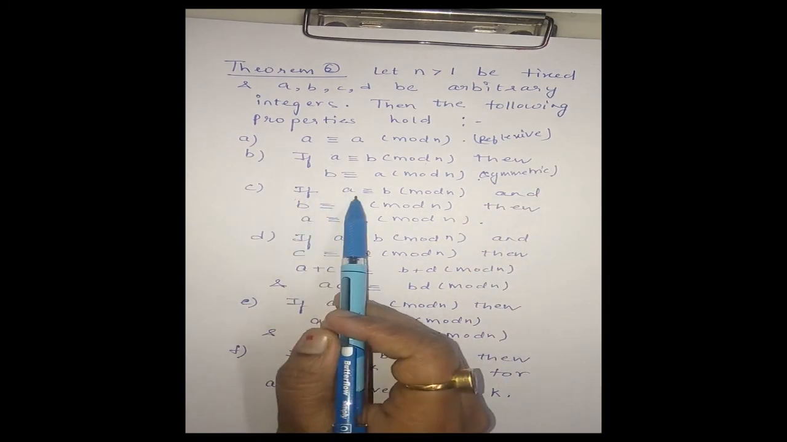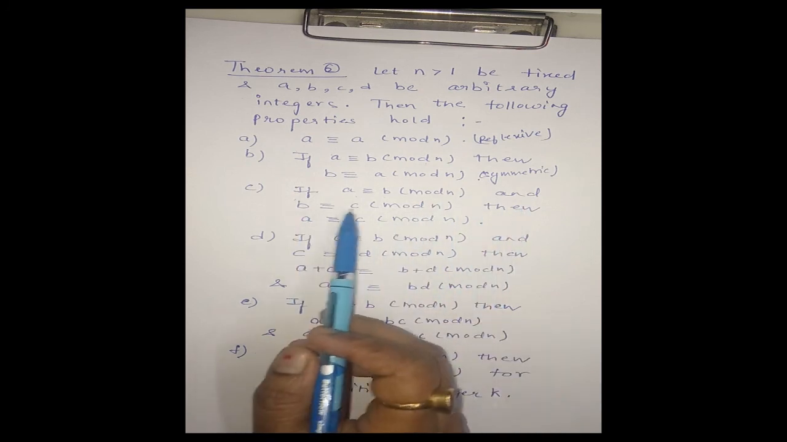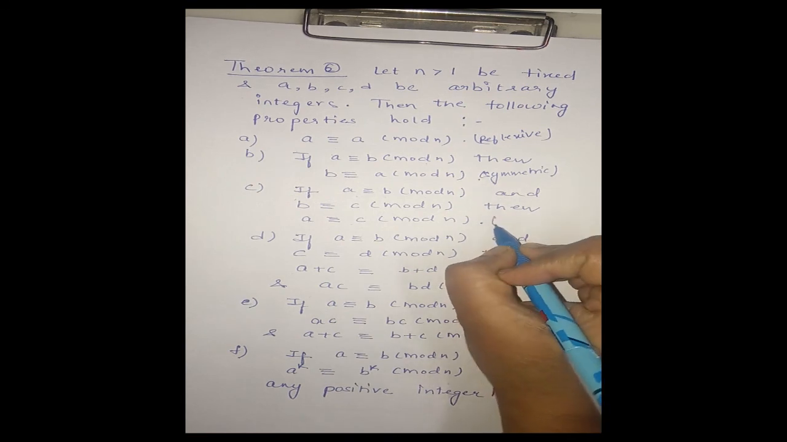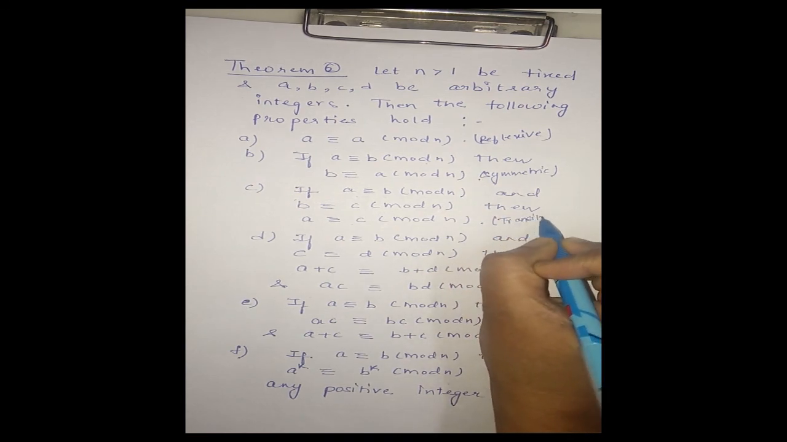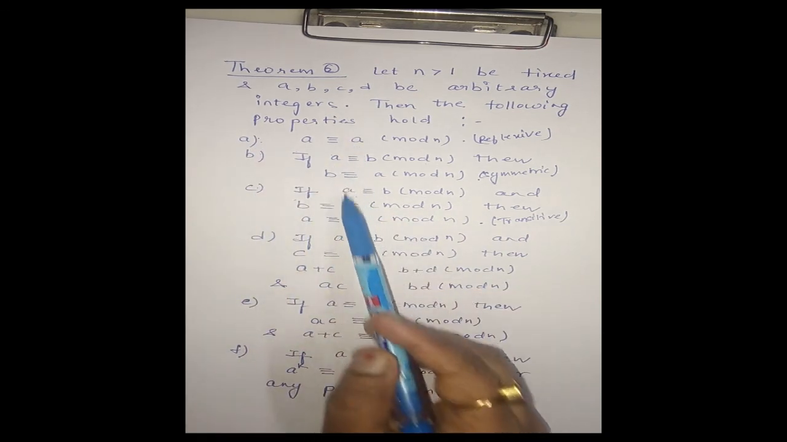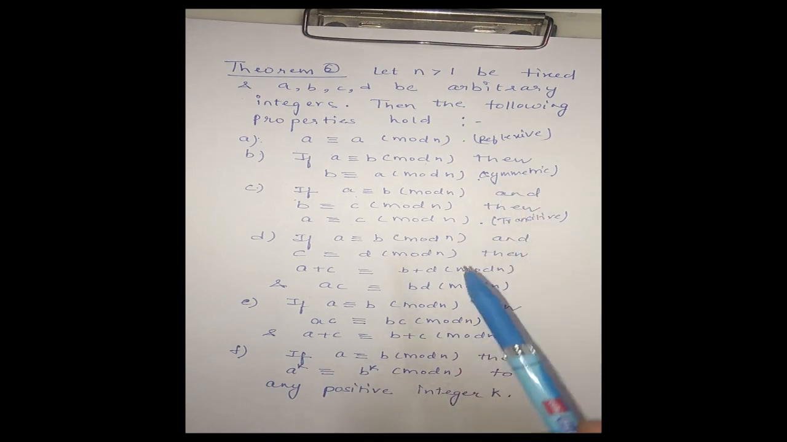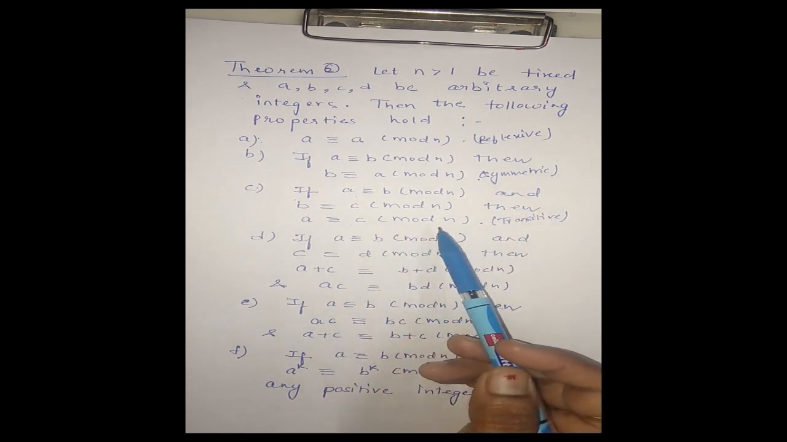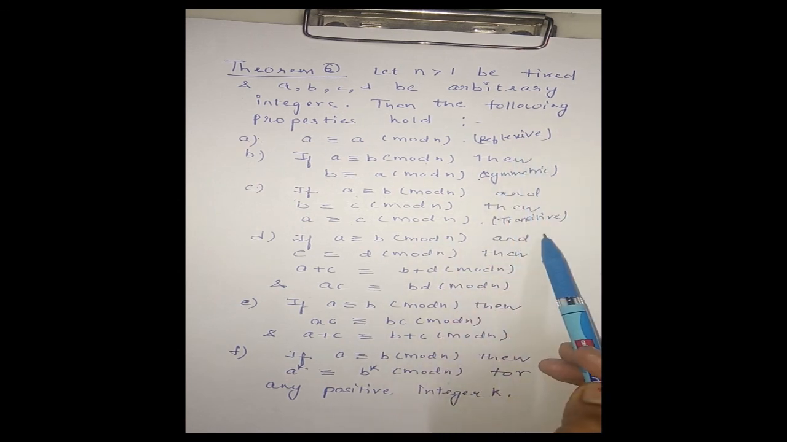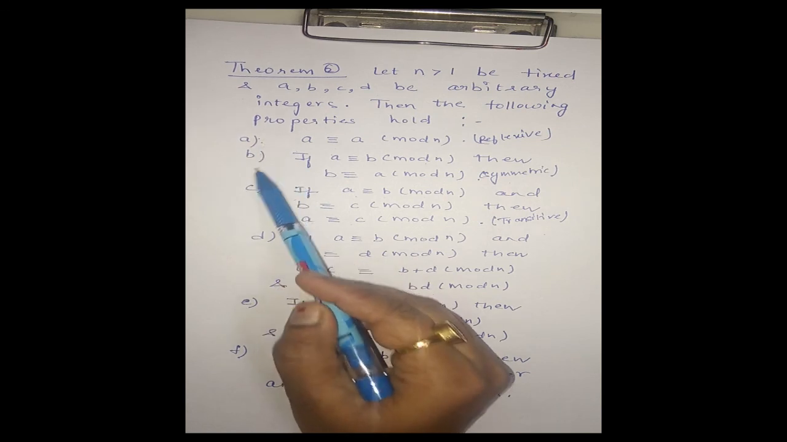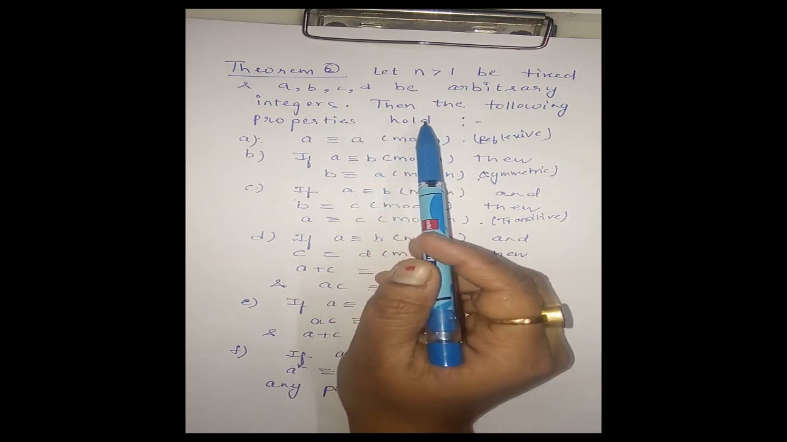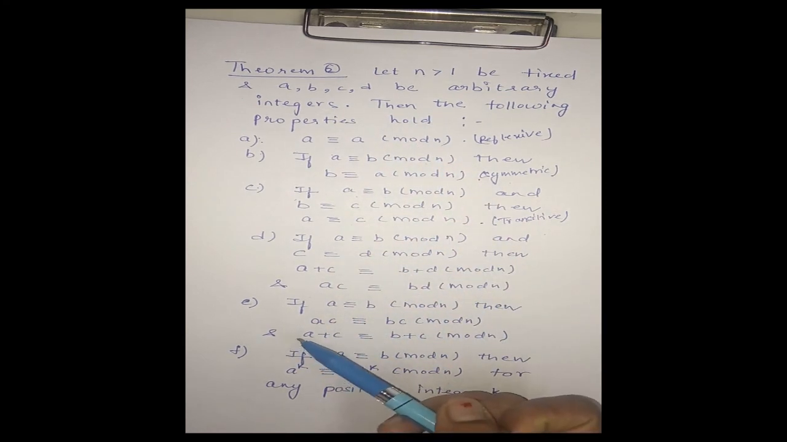Third is if a is congruent to b modulo n and b is congruent to c modulo n, then a is congruent to c modulo n. This is nothing but the transitive property. If all three conditions hold, reflexive, symmetric and transitive, these three properties 1, 2, 3, a, b and c together will imply the congruence relation is an equivalence relation. Okay.